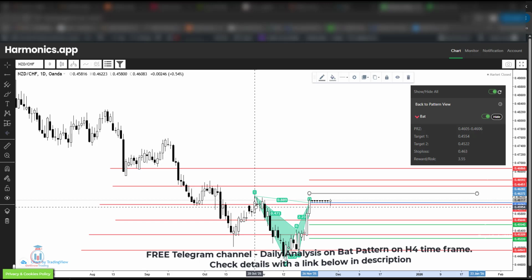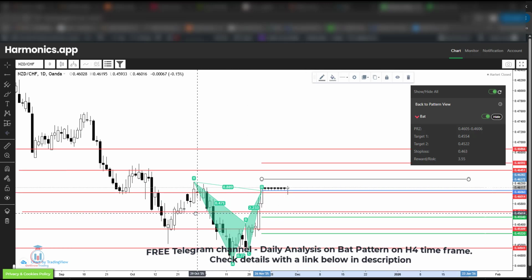In this attempt, we can see that here, when the price formed this bullish breakout, let's zoom in a little bit.